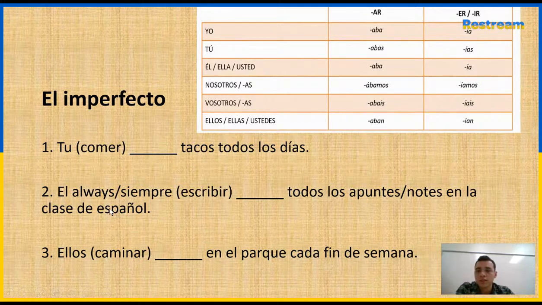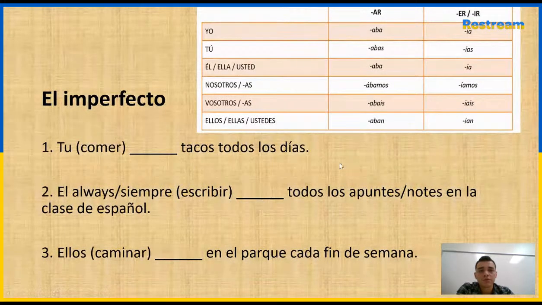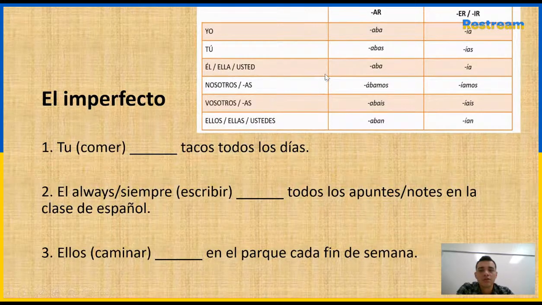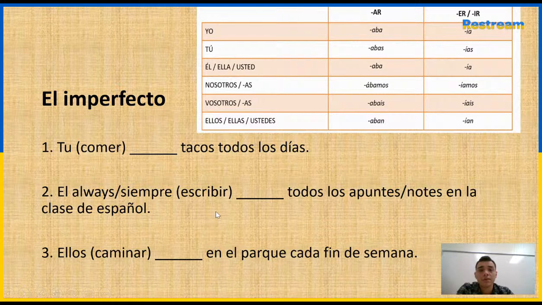In the second sentence, él siempre escribir todos los apuntes en la clase de español. So we have the subject pronoun él and the verb escribir, and the verb ending is ir. So we look at our chart. We have él, ella, and usted. So we have él, and we're using the verb ending ir. So the correct verb ending would be ía. Él siempre escribía todos los apuntes en la clase de español. So that would be the correct answer. Escribía.